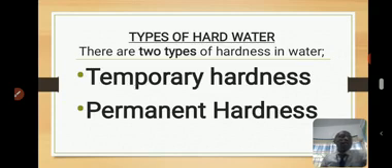So in my next video, I'm going to discuss with you two types of hardness. We have temporary hardness and we have permanent hardness. I will tell you why we call it temporary and why it is called permanent.